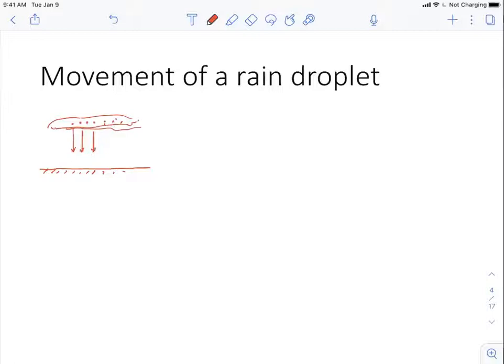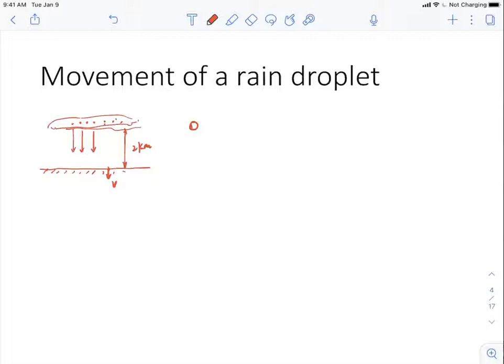Okay, and typically for these raining clouds, they have a height of around 2 kilometers. It can be higher, it can be lower, but on average, the height is around 2 kilometers. So how do we calculate the final velocity of the raindrop when it reaches the ground? We have to do a force analysis, right? We have to analyze the dynamics of this single rain droplet.